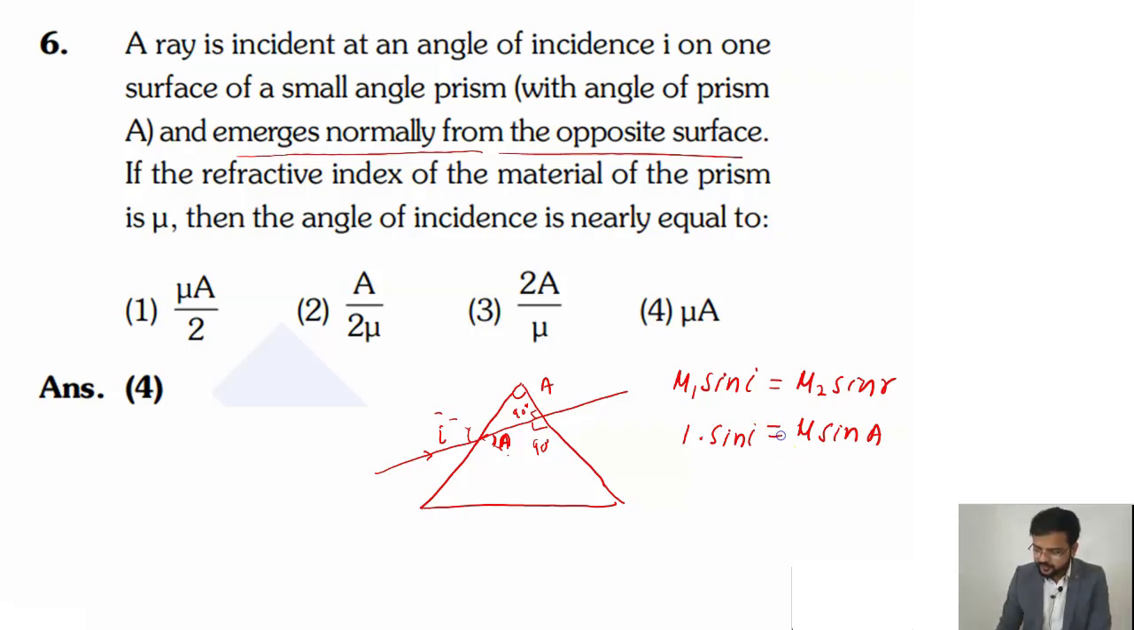So after that, if you calculate this, see here: a ray is incident at an angle of incidence I on one surface of the small angle prism. So here the prism angle is small, correct? So that's why sine A equals A, and sine I equals I, because the prism angle is very small. That's why we can write here I equals mu A. Because the prism angle is very small, that's why. So if you check the options here, we are getting option number 4 as correct. Okay, let's see the next question.